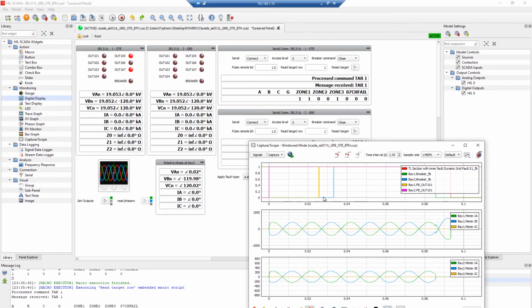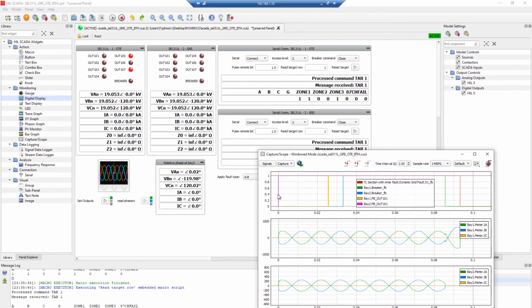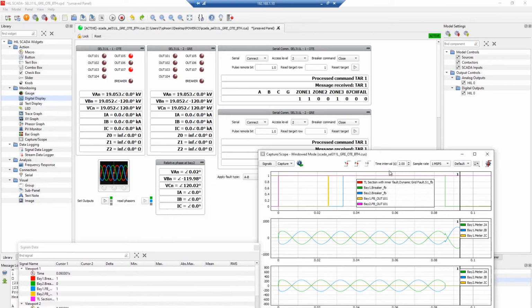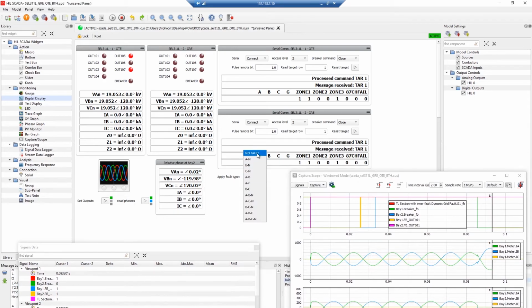So at this point here is the time that they sent the command to the breaker to trip, but only right here is when in fact those breakers opened. So again, we can add one cursor here. So the first relay opened at 0.085 seconds. The second one did the tripping at 0.093 seconds. Okay, clear the fault, close breakers.